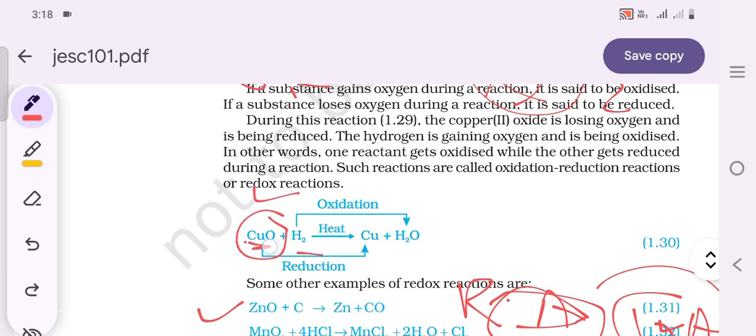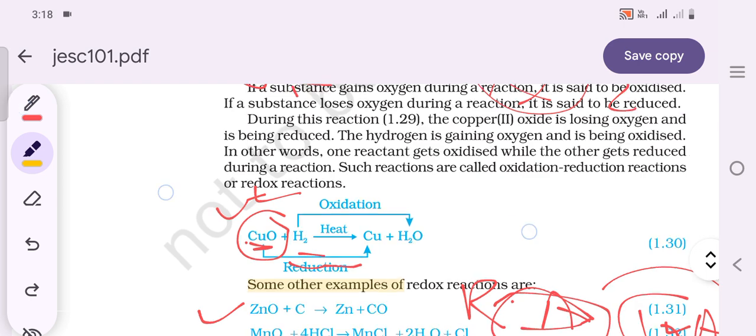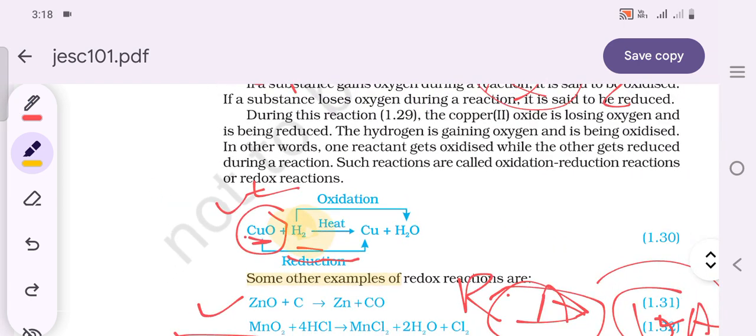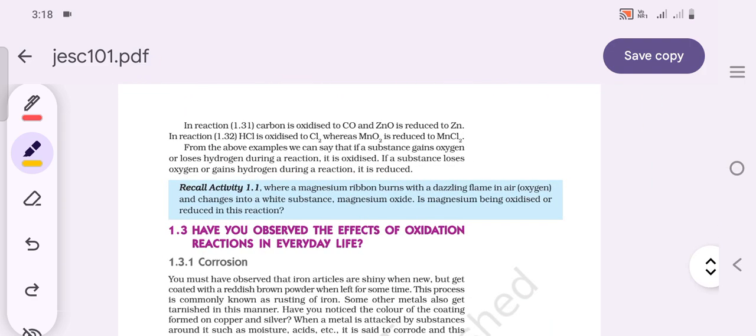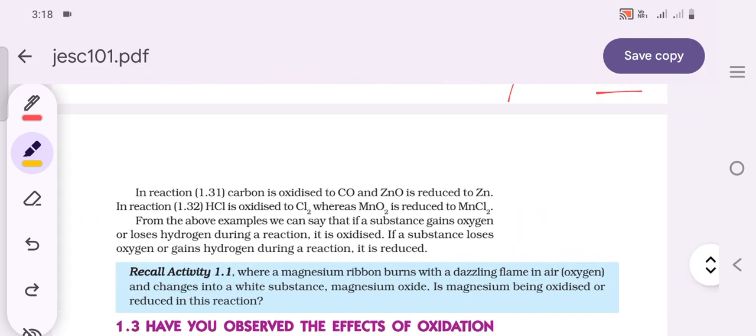Here hydrogen reacts with the oxygen, gaining oxygen, so it is said to be oxidized. The substance which is being oxidized is said to be your reducing agent. Hydrogen is reacting with oxygen to form water, so we can say it is an oxidation reaction. When both occur simultaneously, it is said to be a redox reaction. Here the chapter ends.